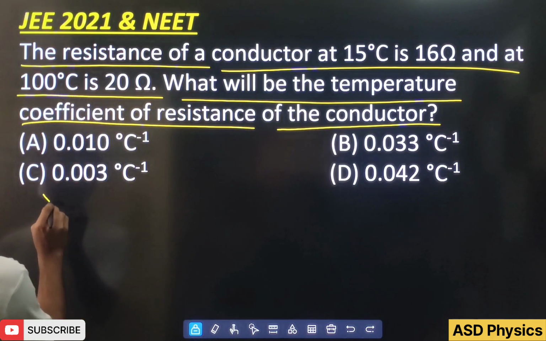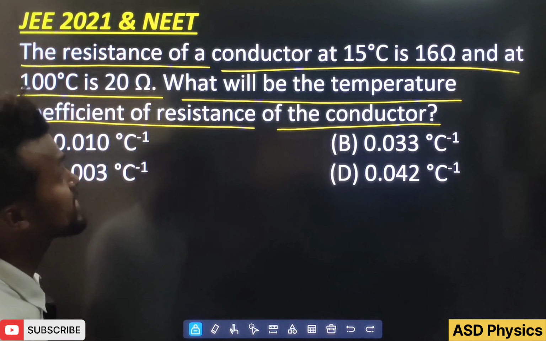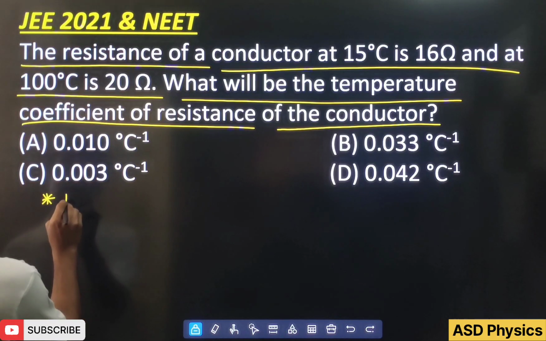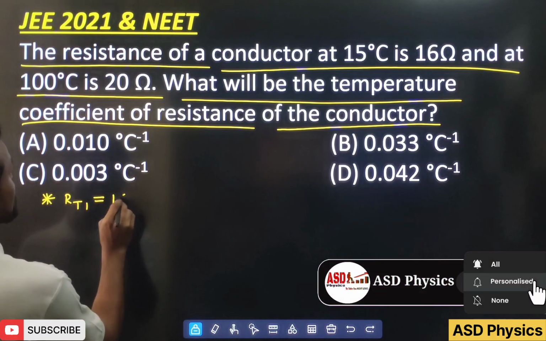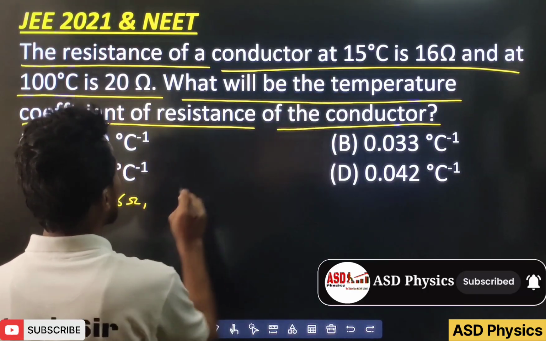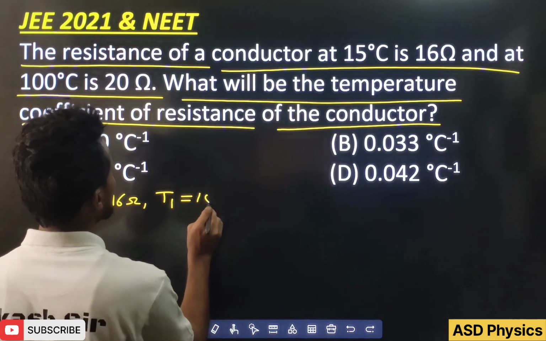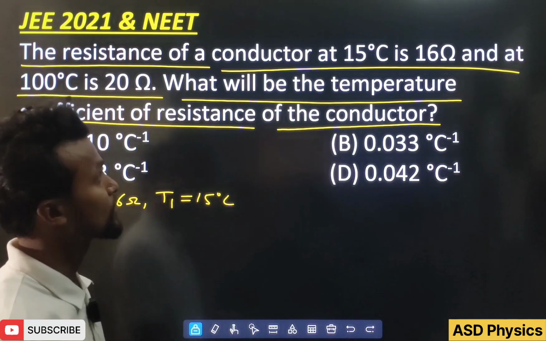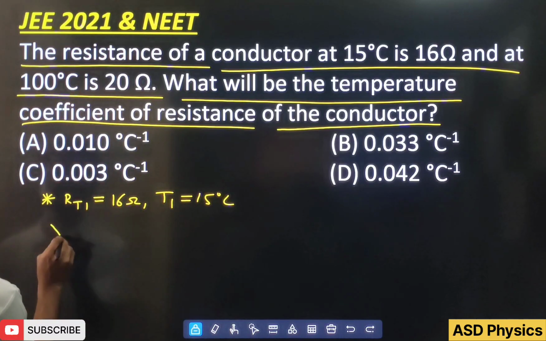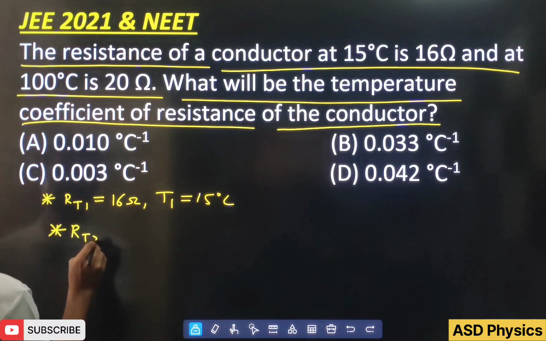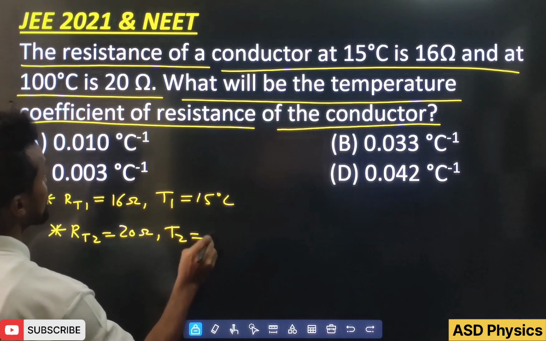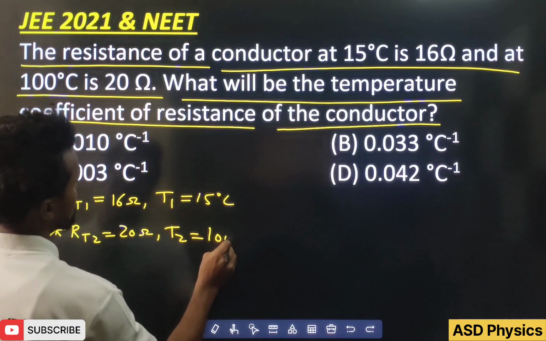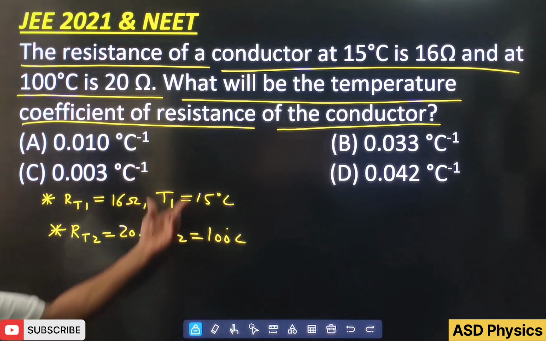First let me write here the data. Initially, what is given here, students? I will write here RT1, how much is there? 16 ohm, and how much temperature? T1 equal to 15 degrees Celsius. After that, the new resistance RT2, how much is given? 20 ohm. And this T2 value, how much is given here? 100 degrees Celsius. They are asking the value of alpha.